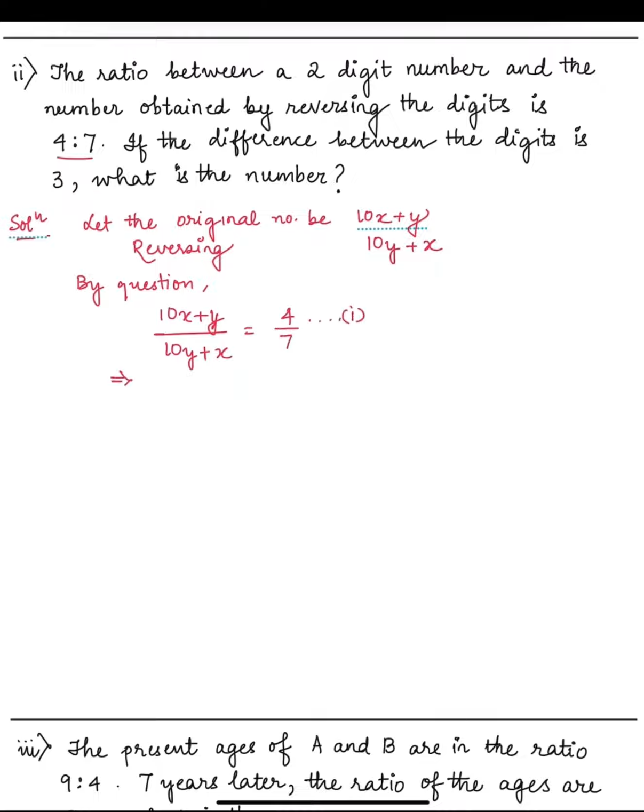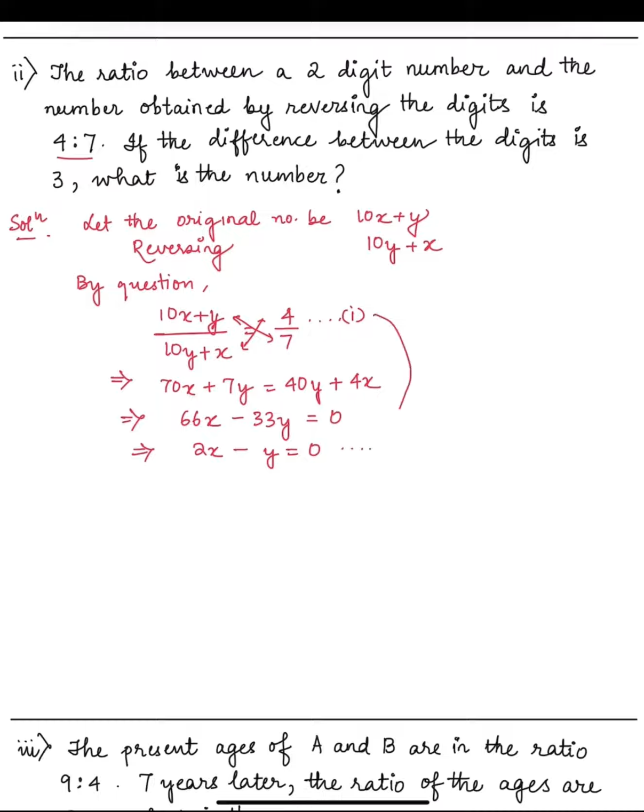Let's simplify this. So 70x plus 7y, because I am cross multiplying them, is equal to 40y plus 4x. That is 70 minus 4, 66x, minus 7 minus 40, 33y, is equal to 0. Now 33 is a common factor, so I can divide everything by 33. So 2x minus y is equal to 0. Basically, this is the modified version of equation 1.